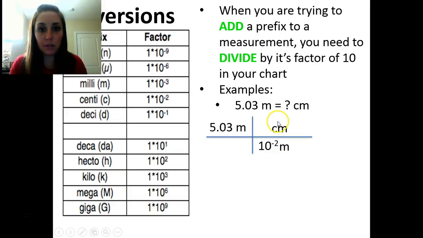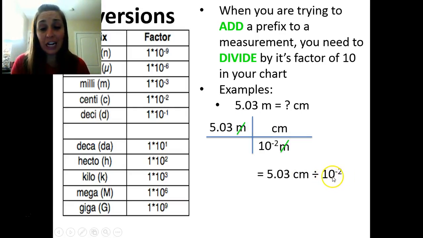Everything on the top gets multiplied, everything on the bottom gets divided. Before you do that, you can simplify things by crossing out what you have on the top and bottom. So since I have meters on top and bottom, I can go ahead and cancel those. So I've got everything on the top multiplied, 5.03 times centimeters, which just looks like centimeters, and then divided by 10 to the negative 2.